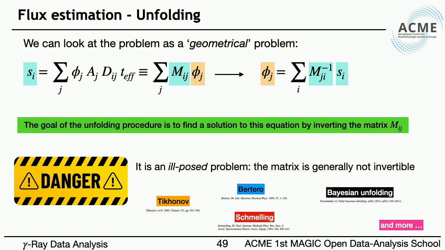For this reason, many regularization methods have been proposed, like the Tikhonov regularization, the Bertero method, and so on. Each of these approaches has advantages and limitations. The general advice is to use more than one algorithm and check that the results one gets from these algorithms are consistent. If they are in agreement, this is a sign that the unfolding procedure has been successful, and so one can trust the flux estimated using the unfolding procedure.